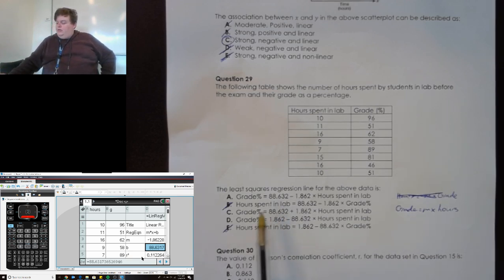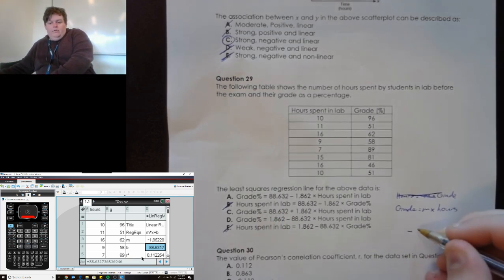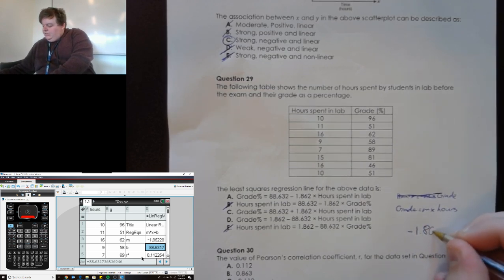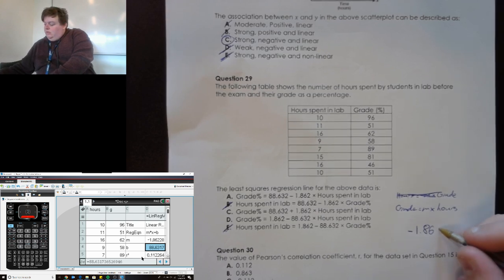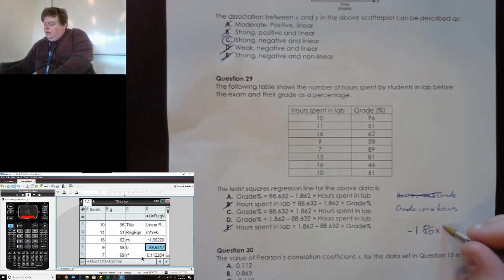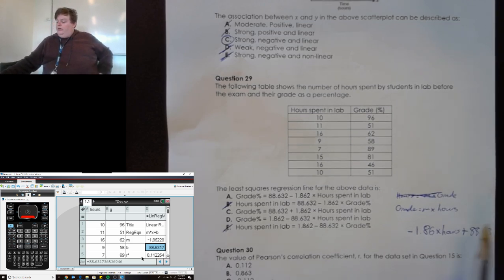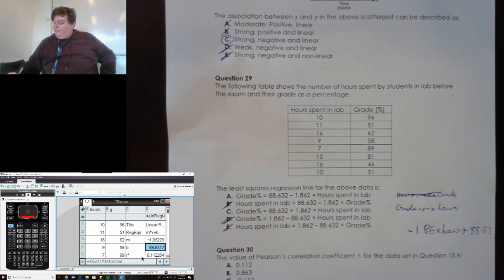So we got negative 1.86 times hours plus 88.63. Alright, so I look at that and I know that it's not D, it's definitely not D. So it has to be one of these two.